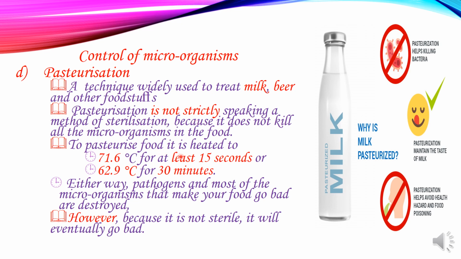To pasteurize a food, it is heated to 71 degrees Celsius for at least 15 seconds or 62.9 degrees Celsius for 30 minutes.